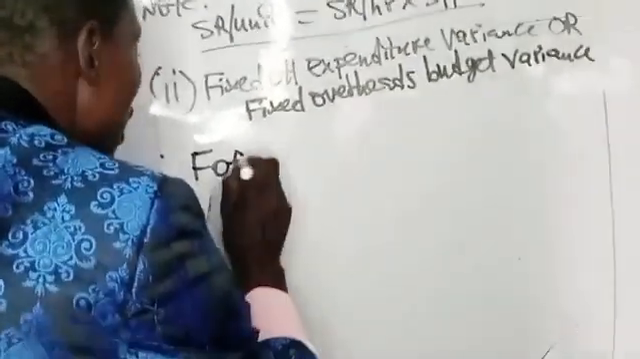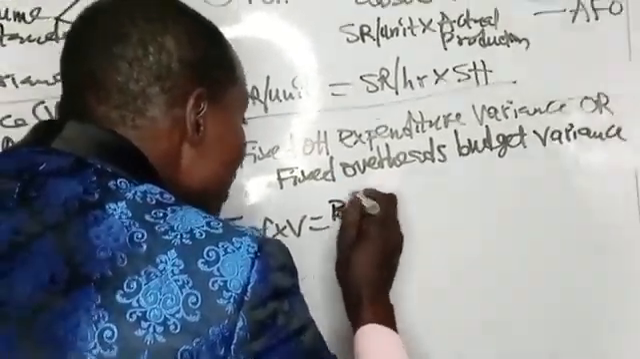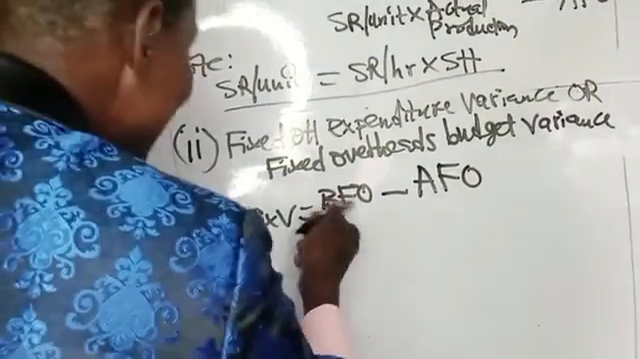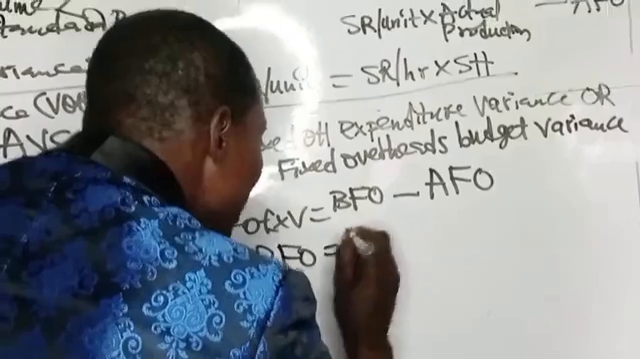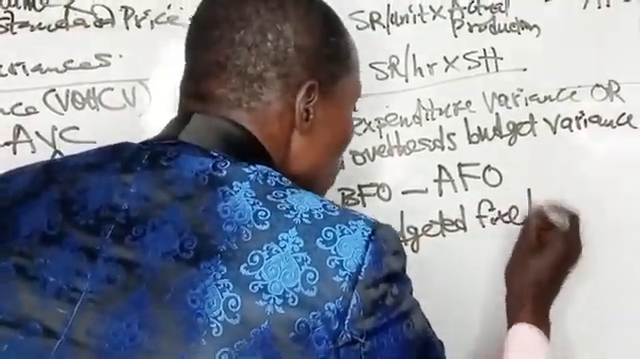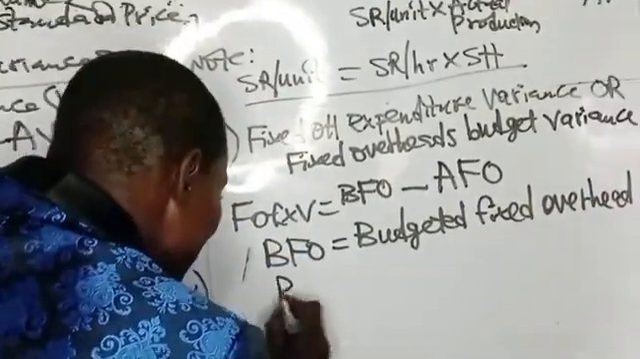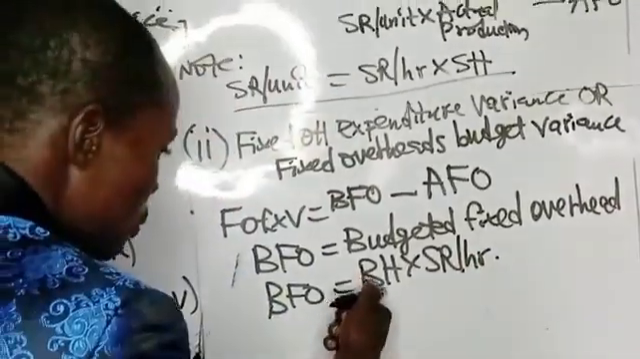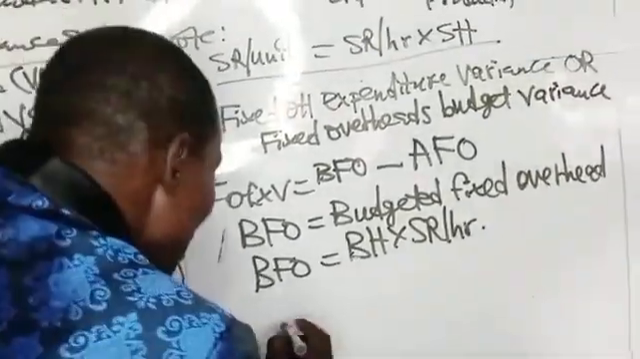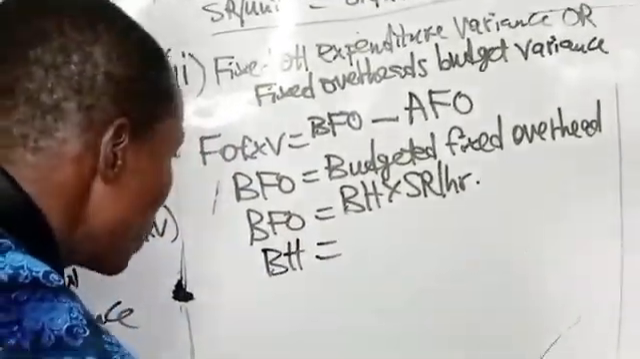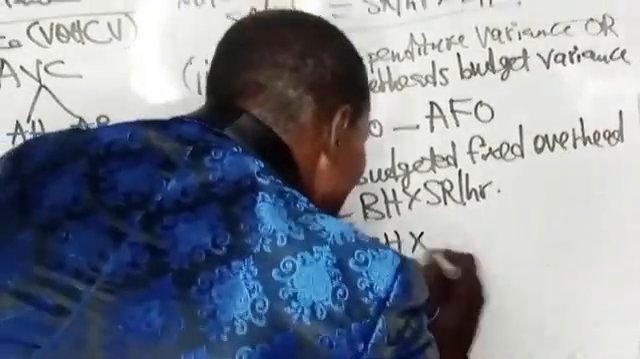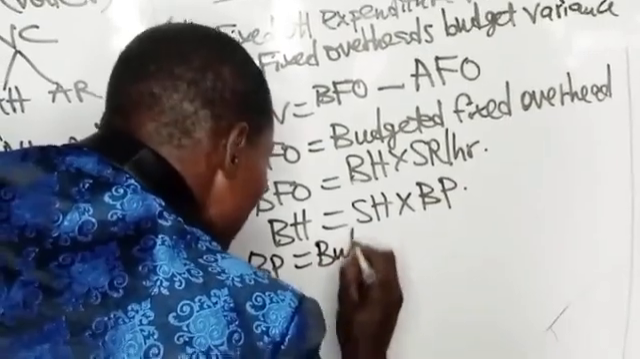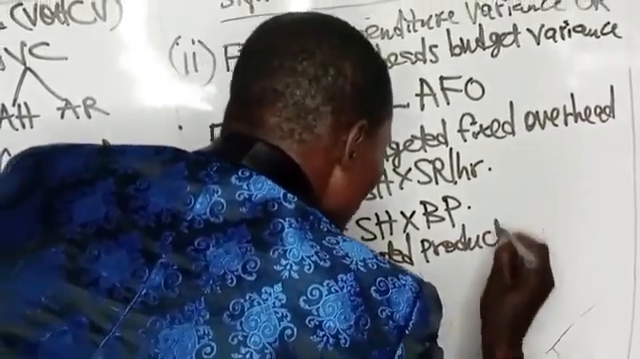Fixed overhead expenditure variance equals budgeted fixed overheads minus actual fixed overheads. What is budgeted fixed overheads? Budgeted fixed overheads equals budgeted hour times standard rate per hour, where budgeted hour equals standard hour times budgeted production. BP stands for budgeted production. That is budgeted output, budgeted production or budgeted output.